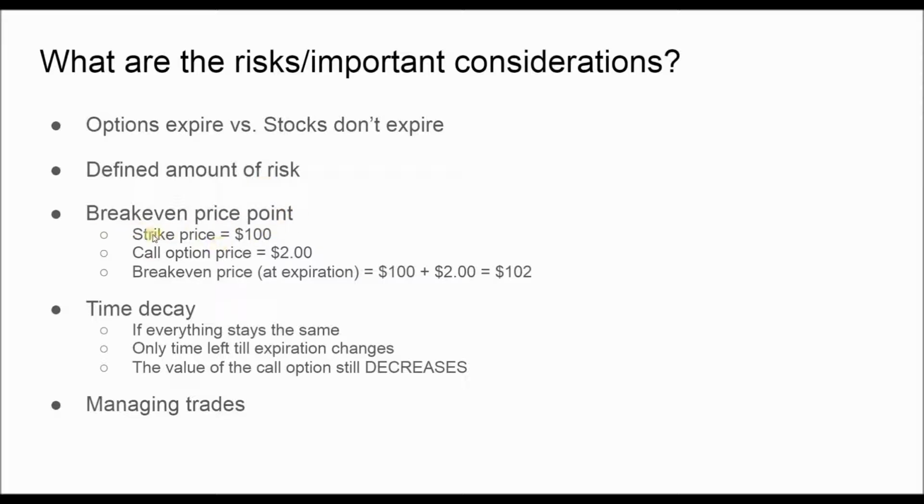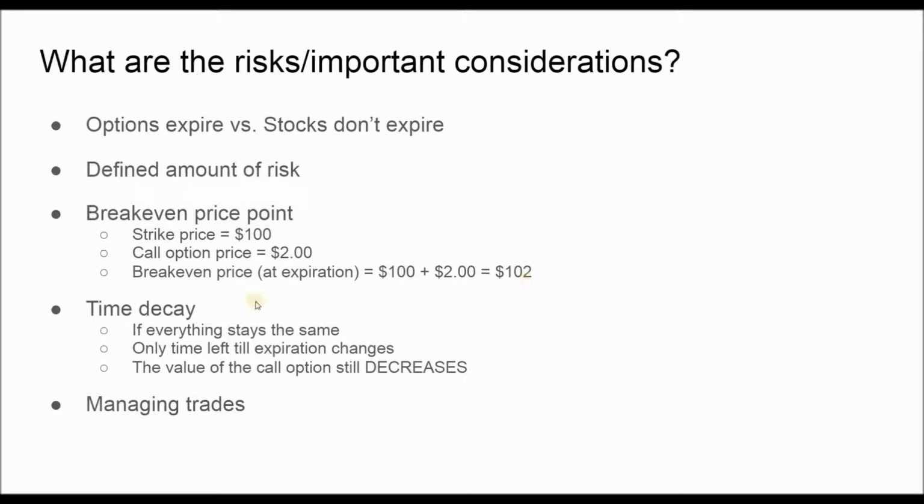So when you think about options, you have a strike price. So let's say I'm looking at the $100 strike price call option. It costs me $2 to own. The break-even price would be the strike price plus the call option price, or $102. So basically, at expiration, the stock price needs to be higher than this value in order for me to make any amount of money. If the stock is lower than this value, then the option will not be making money at expiration.